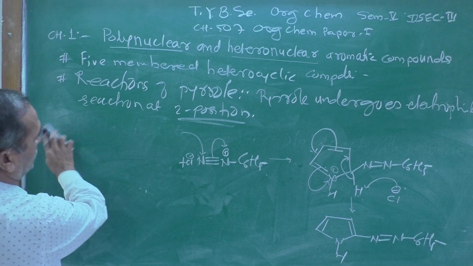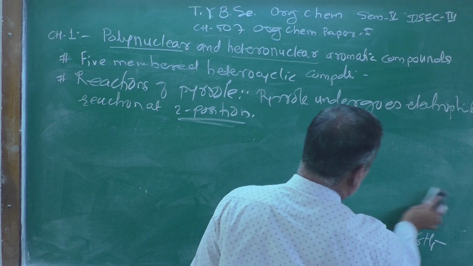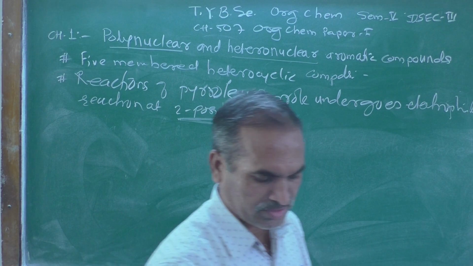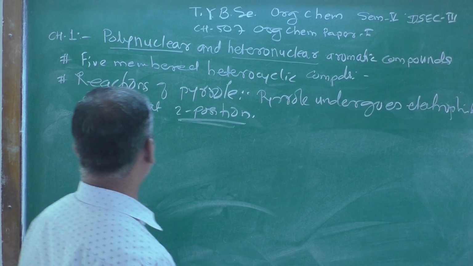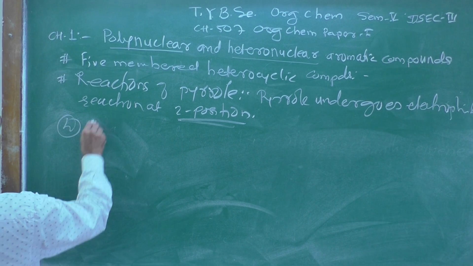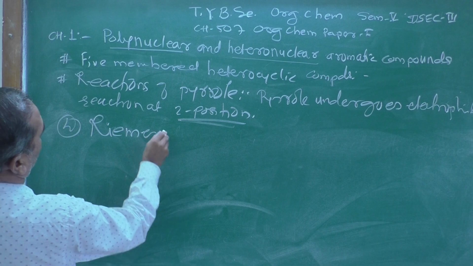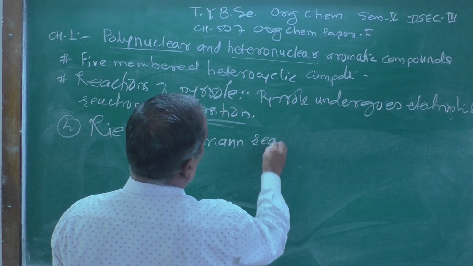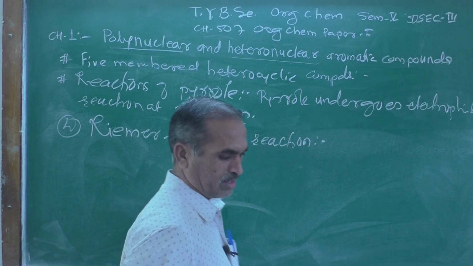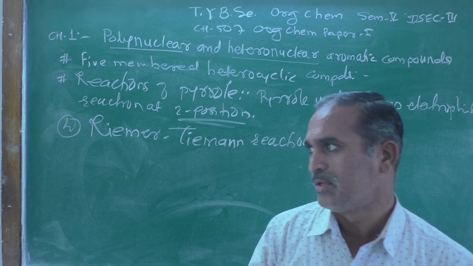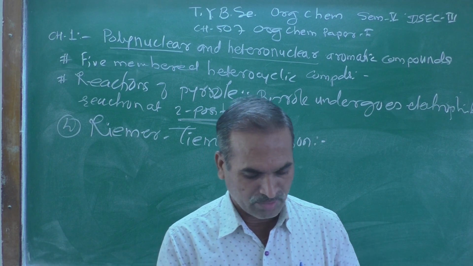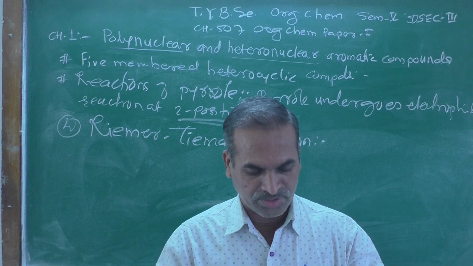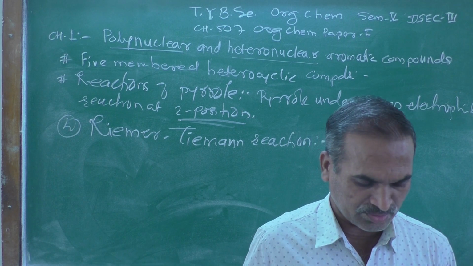Now let us move on to the next reaction. The fourth reaction is the Reimer-Tiemann reaction. What is it? What would be the reagent, and at what reaction conditions is it maintained? That we are going to see here.